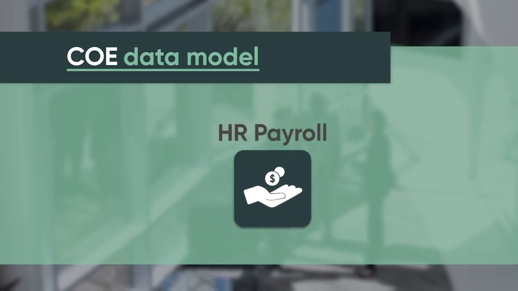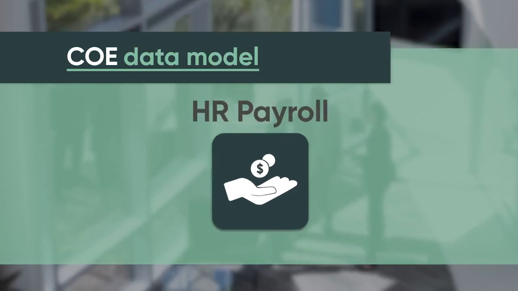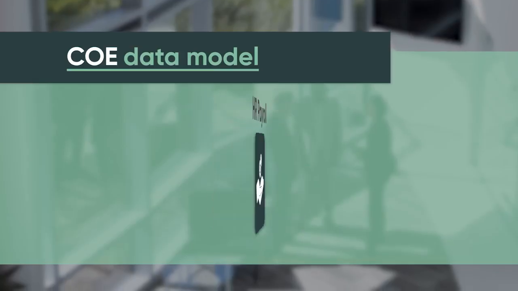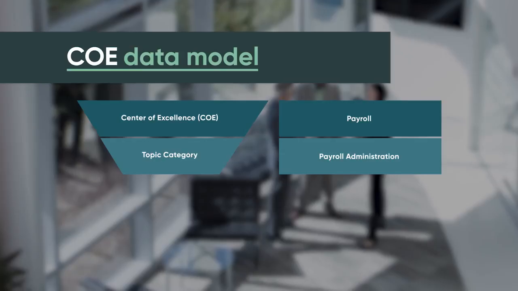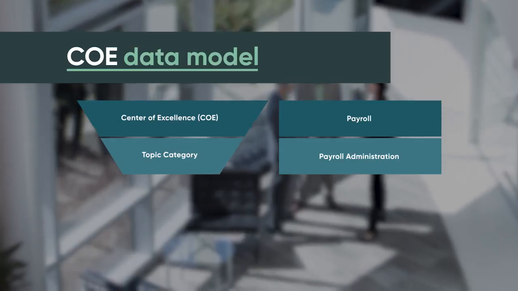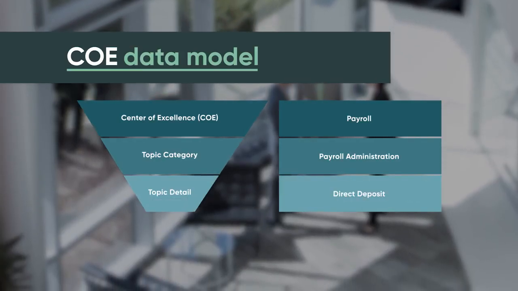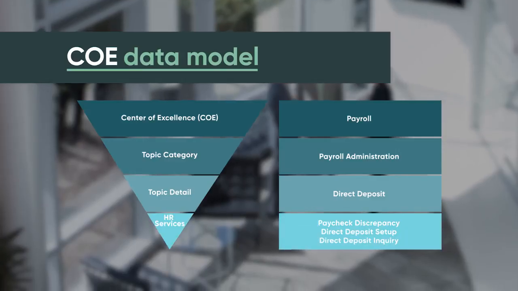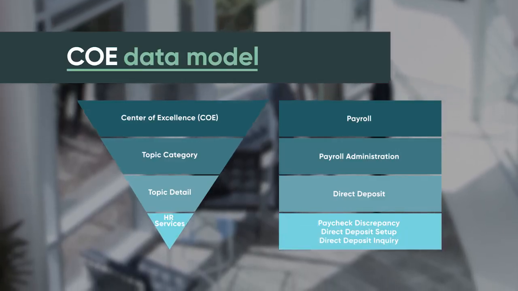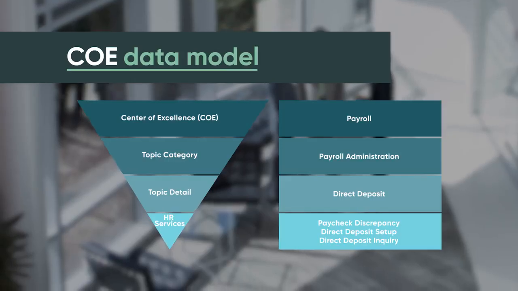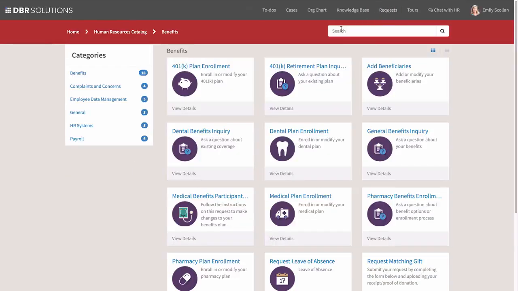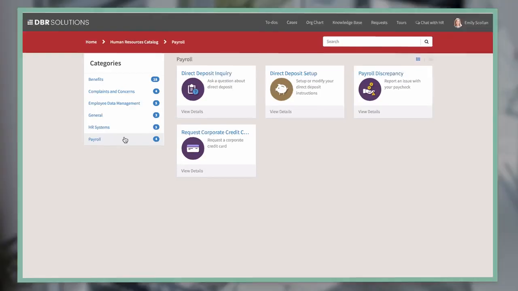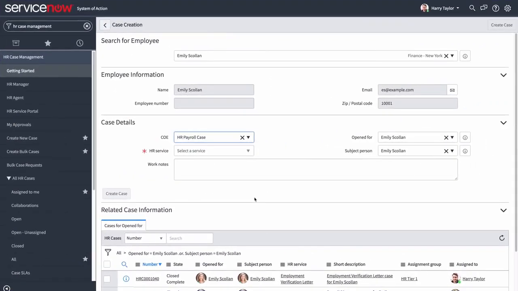Let's take a closer look at a COE hierarchy to see, using the HR Payroll COE as our example. The Payroll COE contains multiple topic categories, one of which is payroll administration. This topic category contains a topic detail, direct deposit, with a number of HR services tied to it: paycheck discrepancy, direct deposit setup, and direct deposit inquiry. These services correspond to the services that employees can select in the Employee Service Center and that HR agents can select from in the case creation form.